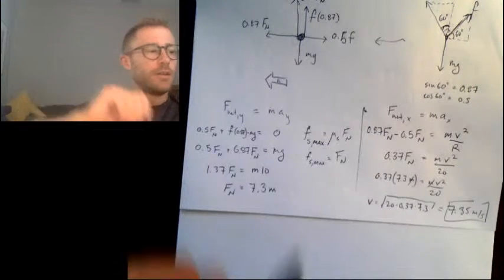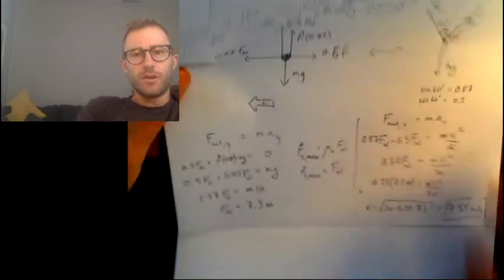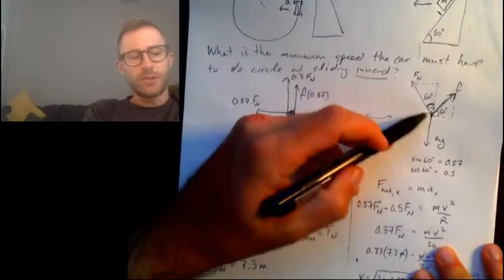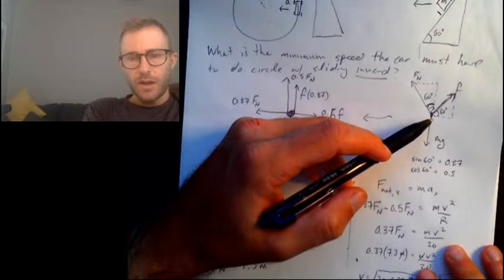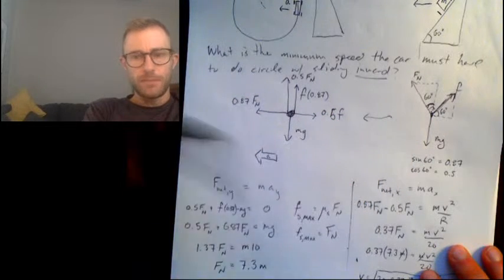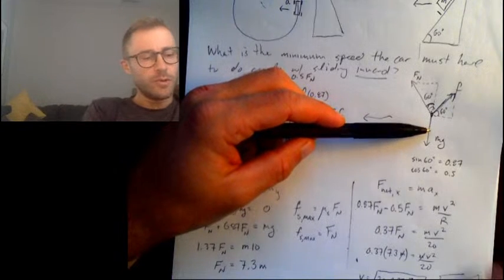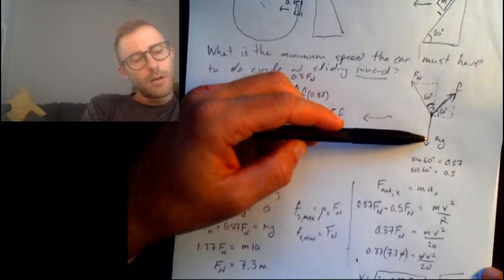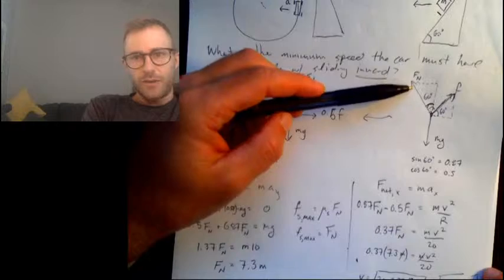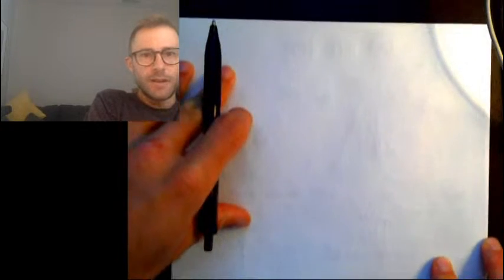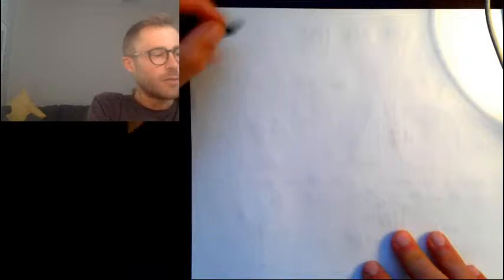So this is an example of what's called a banked turn problem. For banked turn problems, you might have friction, you might have normal force, and they're going at angles. Let's do one more banked turn example that I think is nifty, and that is for an airplane.